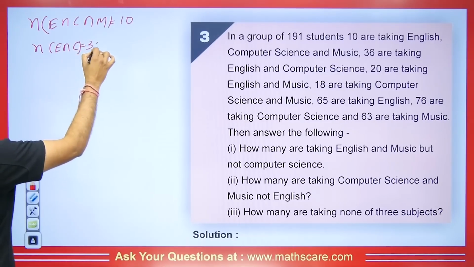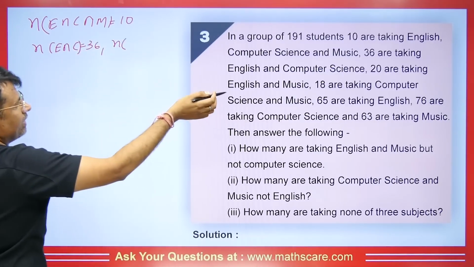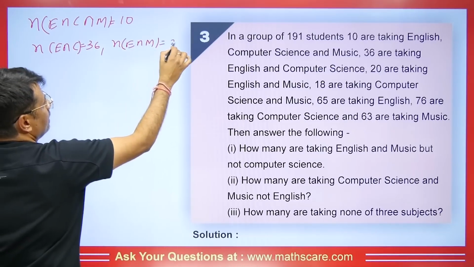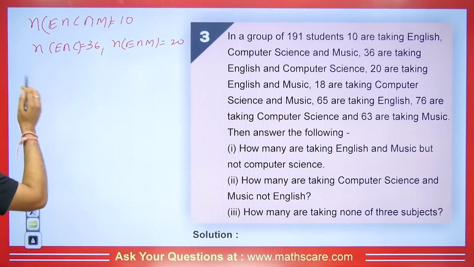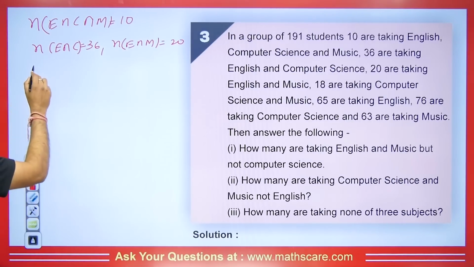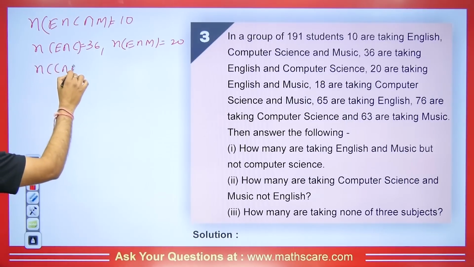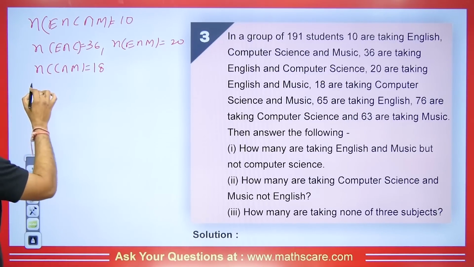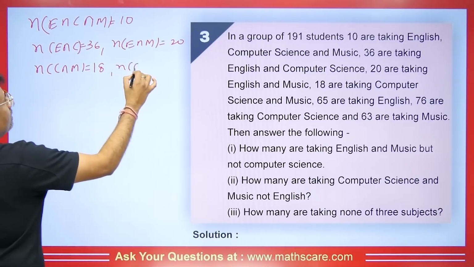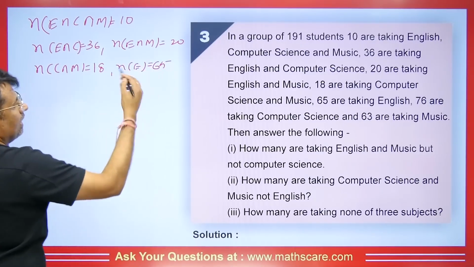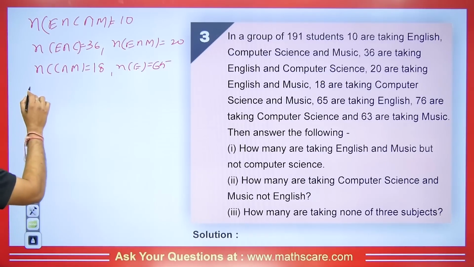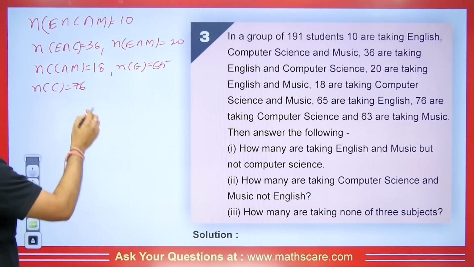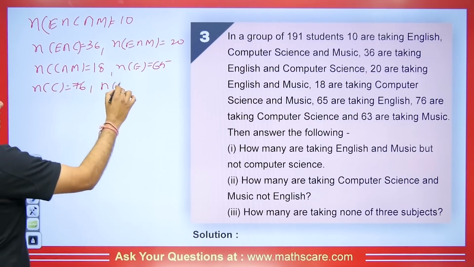After that, 20 students are taking English and music, which means N of E intersection M is equal to 20. And 18 students are taking computer science and music, which will be N of C intersection M. And 65 students are taking English, which means N of E is equal to 65. And 76 students are taking computer science, so N of C is equal to 76. And lastly, 63 students are taking music, which means N of M is equal to 63.